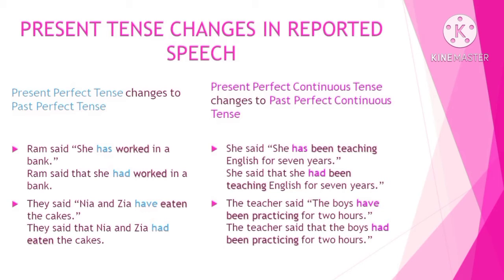So here also the same change only. Has and have change to had. Okay. Been teaching remains as been teaching. So the form is has or have plus been plus verb in the continuous form. So the been and the continuous form remain, only has and have change to had. Okay, so that is the only change that is happening over here.